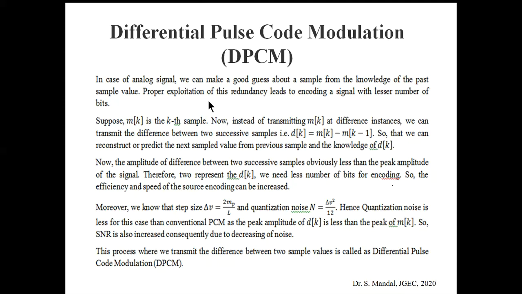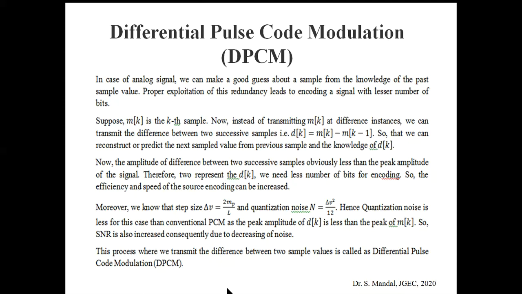Okay, so that is why we are using the term differential: the difference between two successive samples. For this purpose, as the peak to peak amplitude is reduced, we need a smaller number of bits to encode. So that is one of the major advantages of DPCM over PCM.